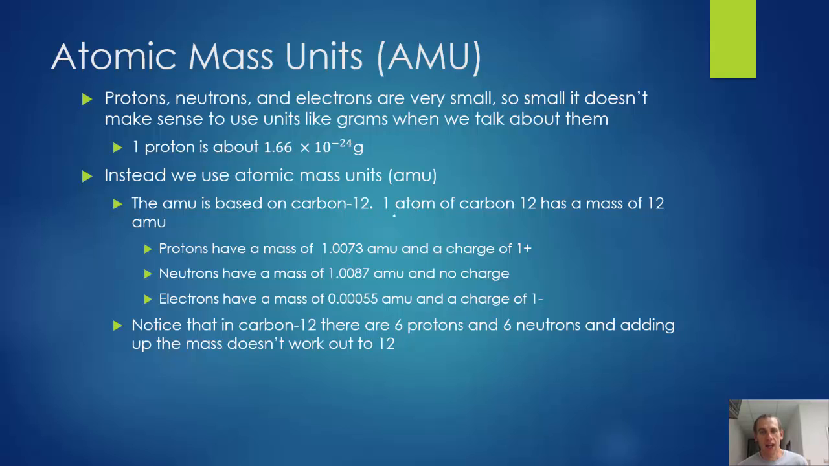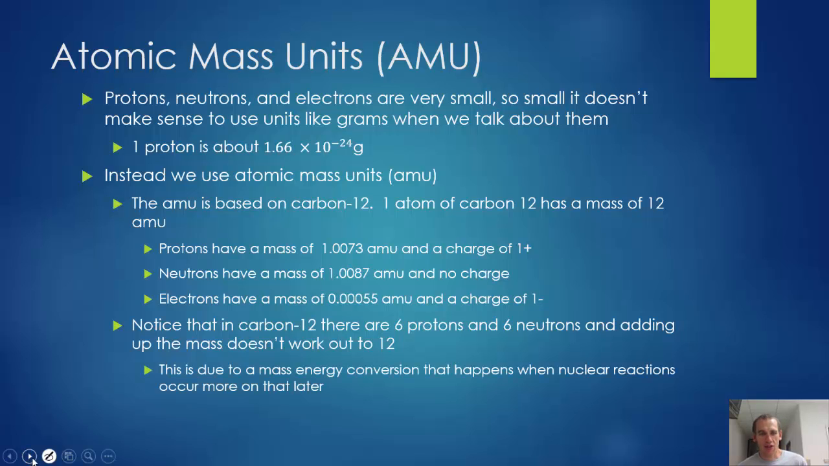We don't get 12. And that's because when the protons and the neutrons combine to form carbon, the strong nuclear force binds them together, and it makes it a very, very stable atom, and that increased stability means a loss of energy, and that energy actually used to be mass, and so it turns out we can actually convert a little bit of mass into energy when nuclear reactions happen. We'll talk more about that when we talk about nuclear reactions. For now, it's okay that these masses don't work out. We do know where that mass goes, but it's outside of this discussion.